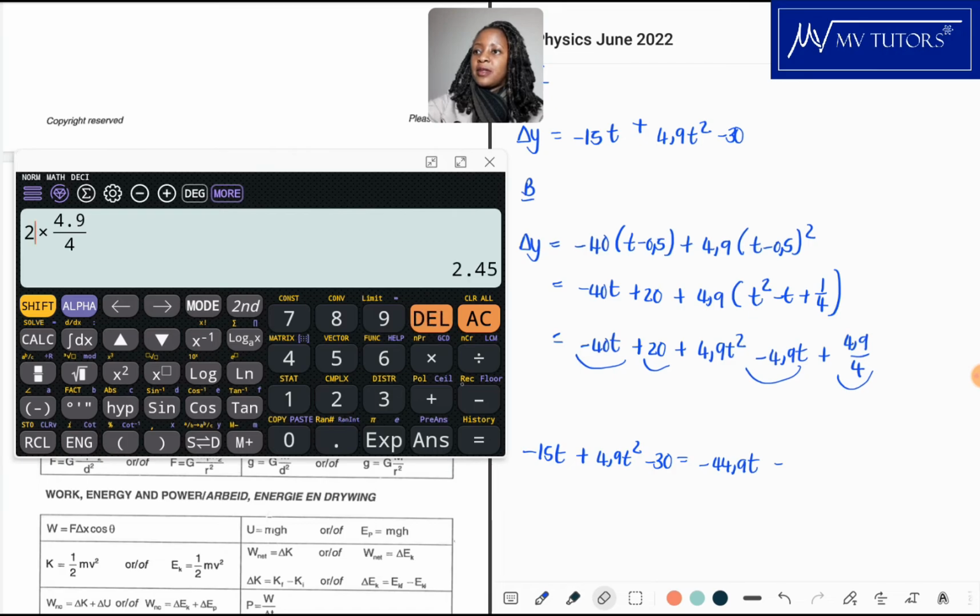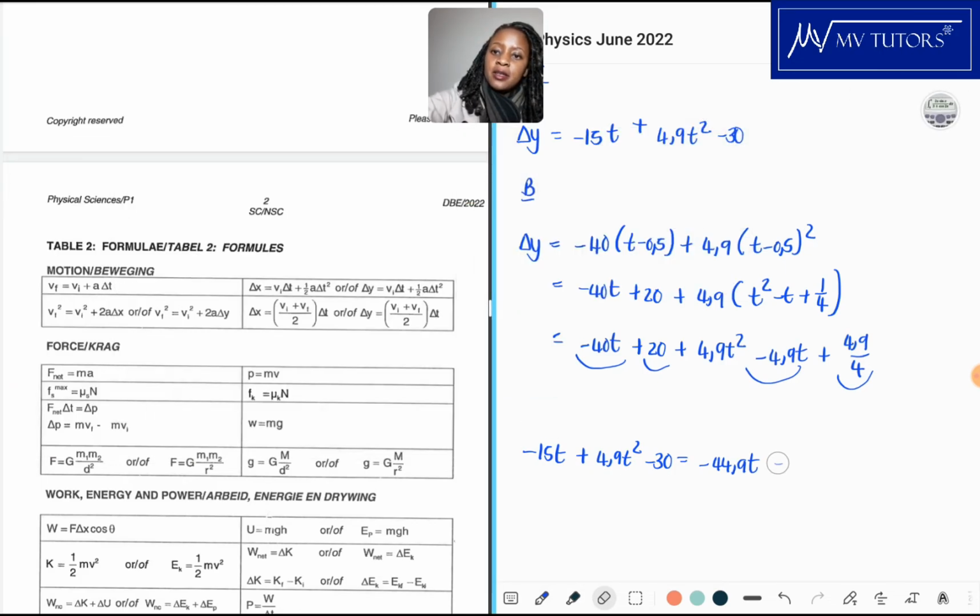Okay, I can't get rid of this negative, so let me just start over. I have 20 plus 4.9 over 4, and that's 21.225. Okay, 21.225, and then I'm left with 4.9 t squared.